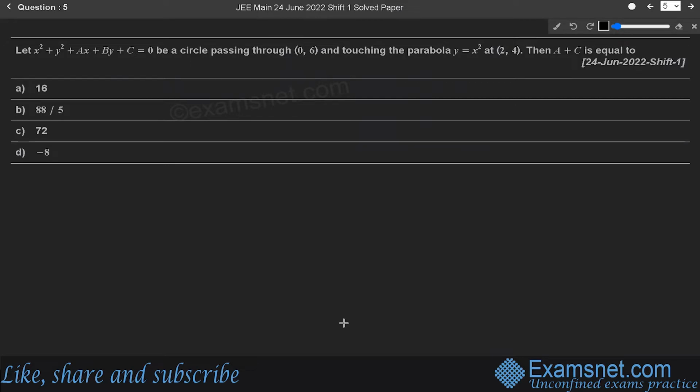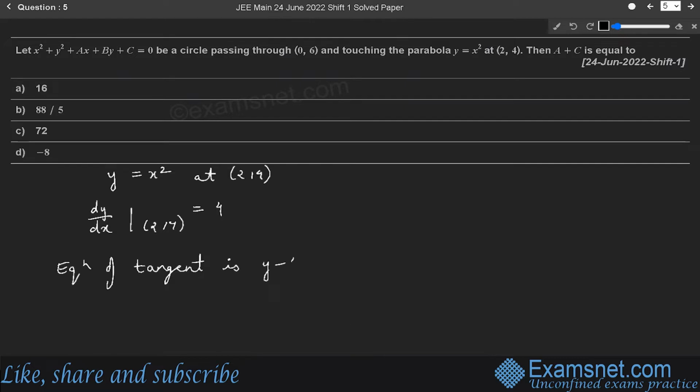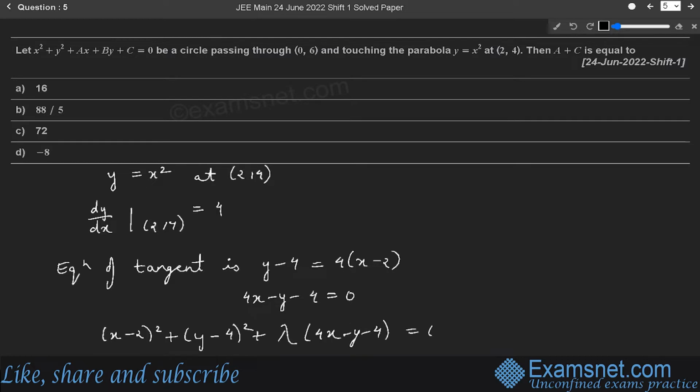We know that for tangent to the parabola y is equal to x square at point 2 comma 4, dy by dx at 2 comma 4 will be equal to 4. Therefore, the equation of tangent is y minus 4 is equal to 4 into x minus 2. So it will be 4x minus y minus 4 is equal to 0. Now the family of circle is given by x minus 2 whole square plus y minus 4 whole square plus lambda into 4x minus y minus 4 is equal to 0.